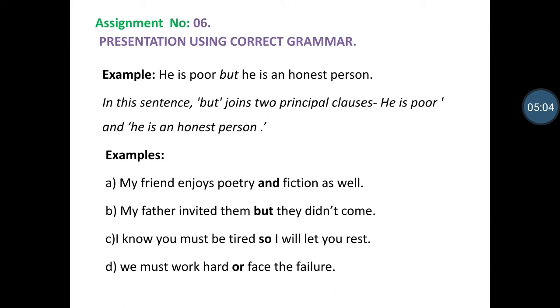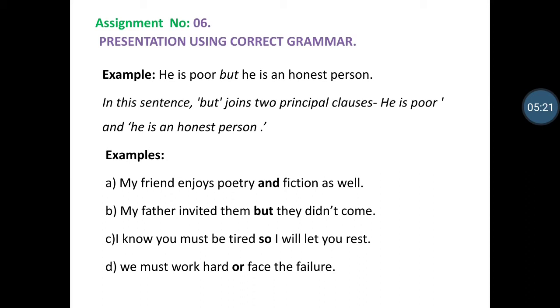For example, he is poor, but he is an honest person. In this sentence, "but" joins the two clauses: the first clause is "he is poor" and the other clause is "he is honest." So two clauses are joined by the conjunction "but."